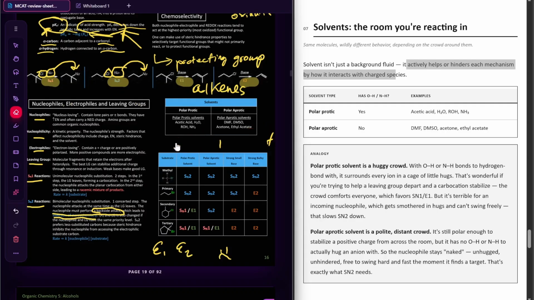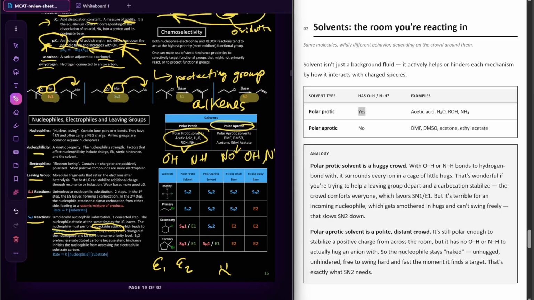So let's see what's happening here. When you get a polar protic solvent, does it have OH, NH? Yes. They have OH, NH bonds. And these are the examples that you can memorize. If you have a solvent that is polar aprotic, you have no OH bond and no NH. That's key. No NH bond there. And these are the exact examples.